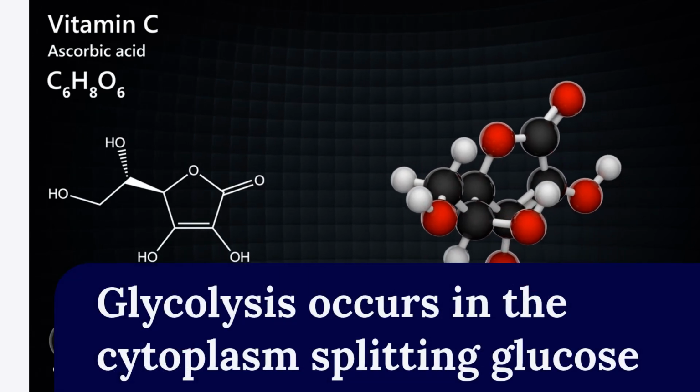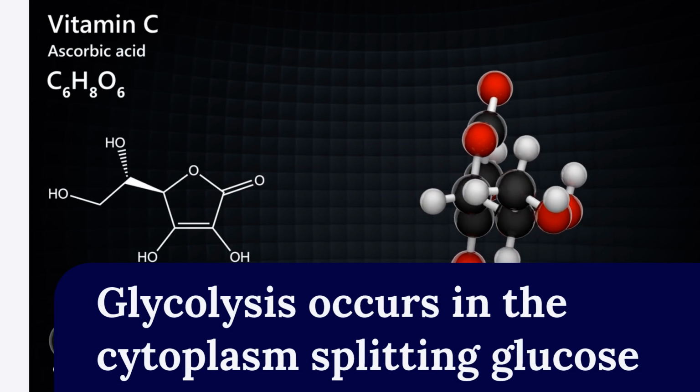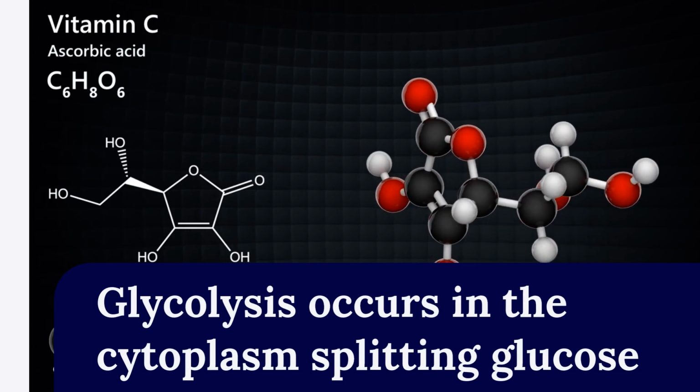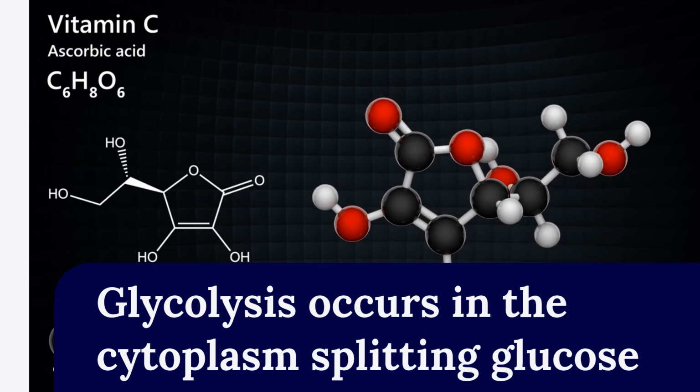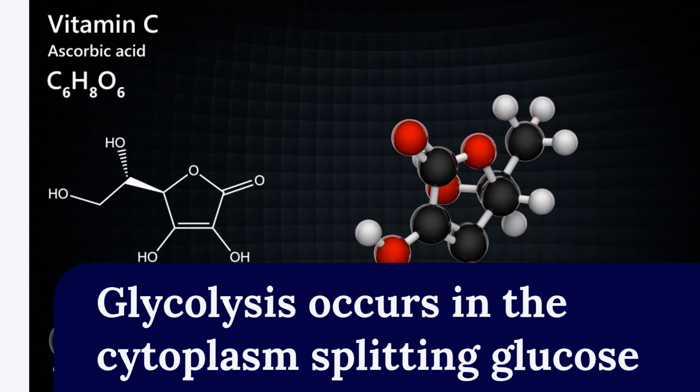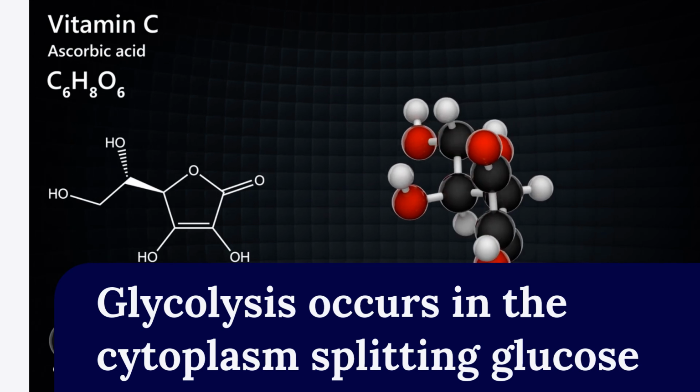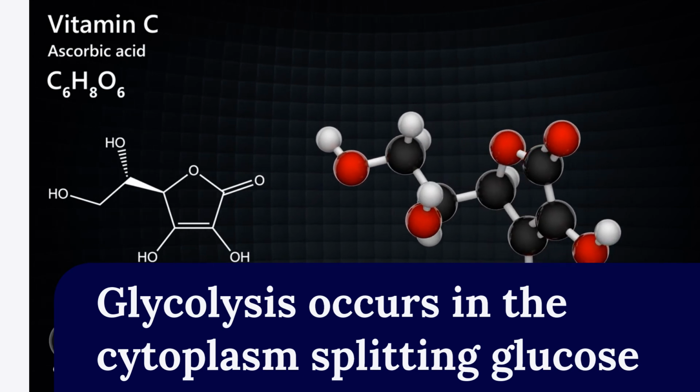Glycolysis takes place in the cytoplasm. Here, glucose is split into two molecules of pyruvate. A small amount of ATP is produced. This stage does not require oxygen. It is the first step in aerobic respiration.